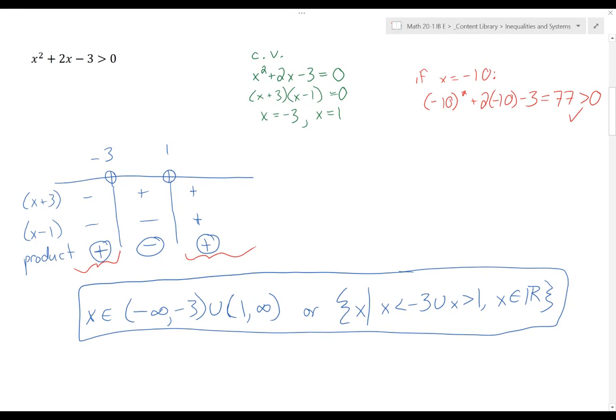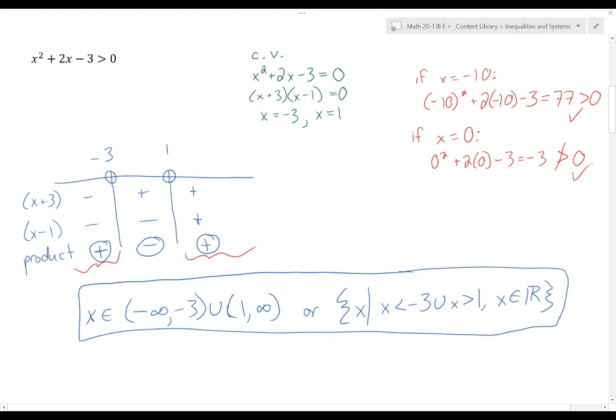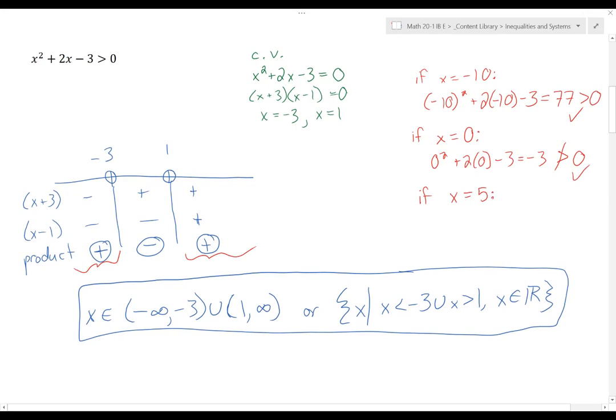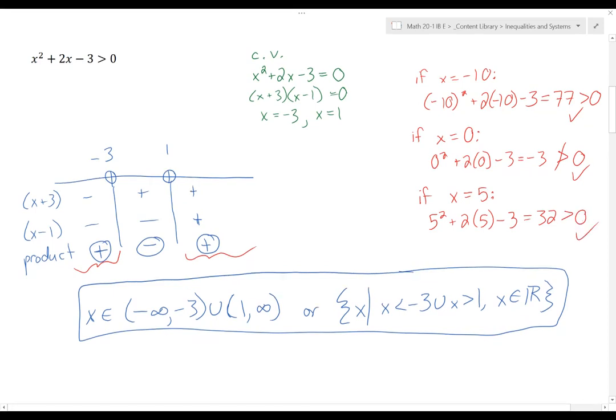So that works. If I pick a number in between -3 and 1, for example, if x equals 0, then I have 0 squared plus 2 times 0 minus 3, which is -3, which is not greater than 0. So that's what I was expecting. And if x is greater than 1, for example, x equals 5, you could pick any number greater than 1. You could even just pick 1.001 if you wanted, although that's harder to calculate. Then I have 5 squared plus 2 times 5 minus 3. So 25 plus 10, 35, minus 3 is 32, which once again is greater than 0, as expected.